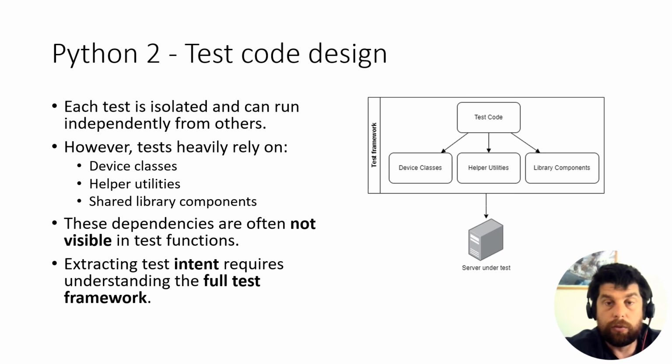Test code in Python 2 was often modular; each test could run independently. But the problem? They rely on shared helper utilities and deep libraries. Often, those dependencies were implicit, so understanding what a test actually does required digging into the whole framework, not just reading the test itself.